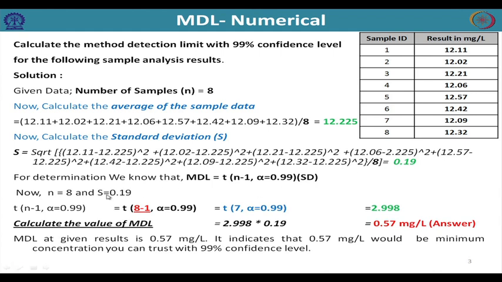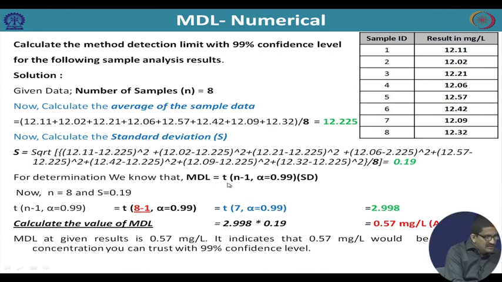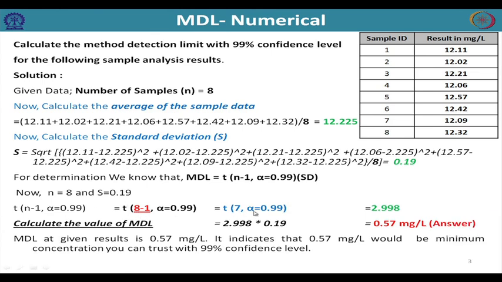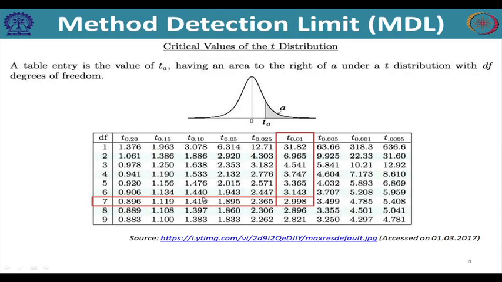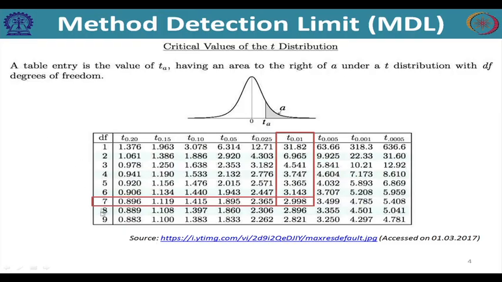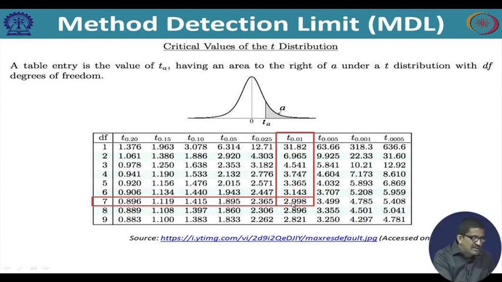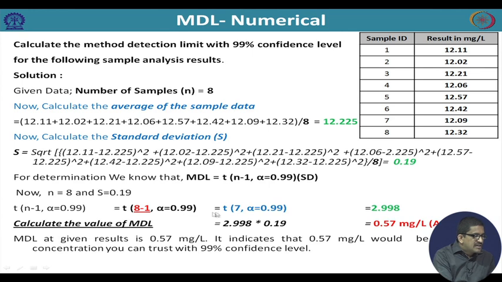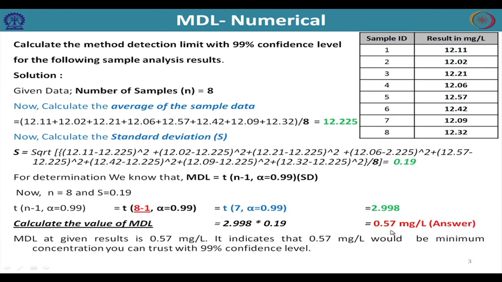Next we will determine the method detection limit. From the formula we have already seen, we will use the student t distribution chart, where the more important thing you have to understand is that we have to take n-1, that is the number of samples minus 1, which is 8 minus 1, 7, and the alpha, where the confidence limit is shown as 0.99. The student t distribution chart can be easily found in any probability statistics textbook. There, 0.99 is equivalent to 0.01, that is 1 minus 0.99, and with the degree of freedom as 7, which is n-1, we get the value 2.998. Multiplying this value by the standard deviation, we get the method detection limit, which in this numerical is 0.57 milligram per liter.